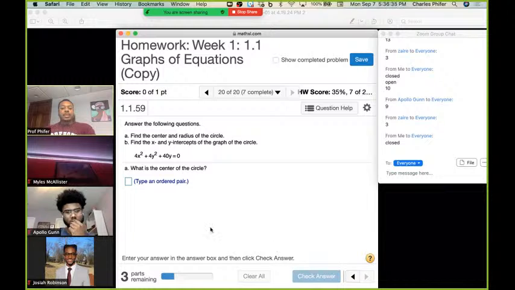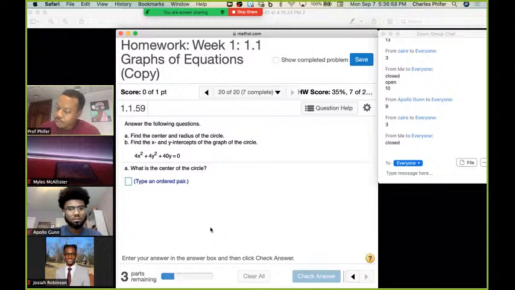Center and radius. This one looks a little interesting, so I'm going to do it. It looks a little bit different than the one we did earlier. Just a little bit. So, this is question number 20 from this assignment. This comes from section 1.1, question 59, from the back of that section. Find the center and the radius. Find the X and Y intercepts.